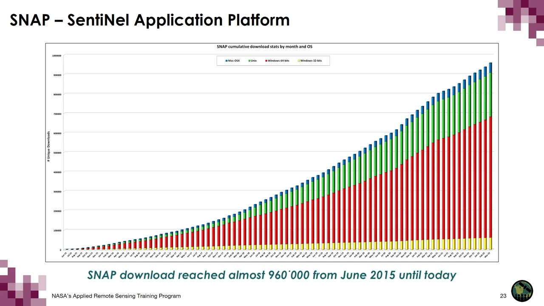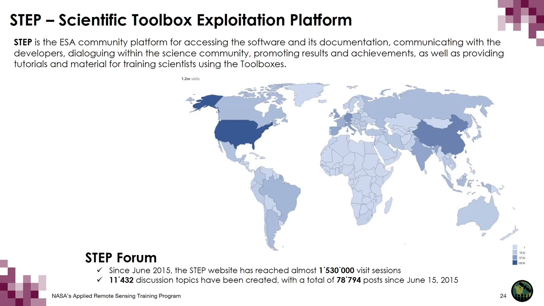Here we have some statistics. Recently, SNAP reached almost 960,000 downloads, and on STEP, we have more than 1,500,000 visit sessions since June 2015. STEP is the ESA community platform where you can access the software, download documentation, and communicate with developers and expert users.